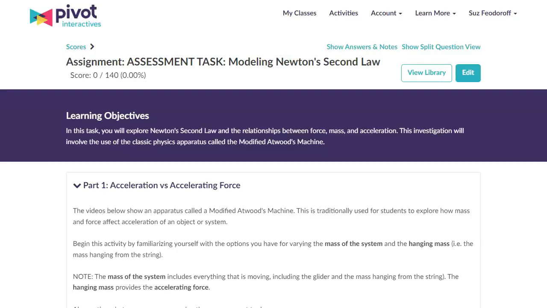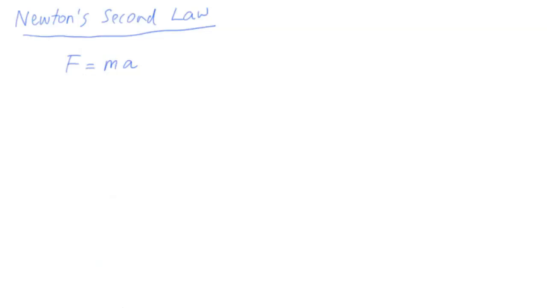In this video, I shall talk you through the first part of the assessment task on modelling Newton's second law. I'll leave it to you to read through the detailed information, but I will just point out a few things to get you started. If we look at Newton's second law equation, force equals mass times acceleration, we want to be able to determine the relationship between these variables. And we are going to look at how force and mass relate to acceleration.